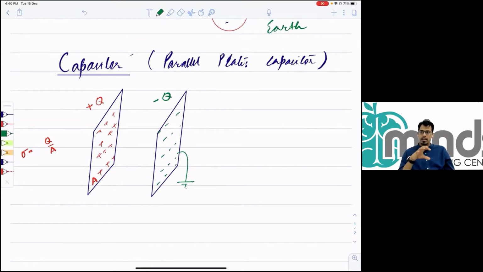Can I say the net charge on this capacitor is 0, because one plate contains plus Q and the other plate contains minus Q? If you calculate the total charge, you will be doing plus Q minus Q, and you will get 0. That's why I said a capacitor doesn't store electric charge. So what will be happening here?